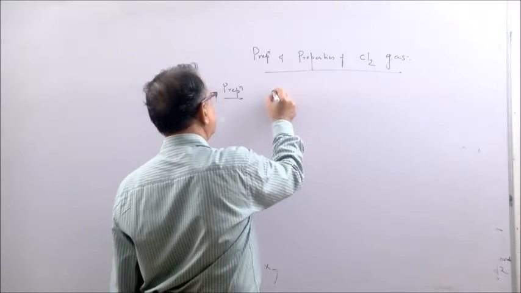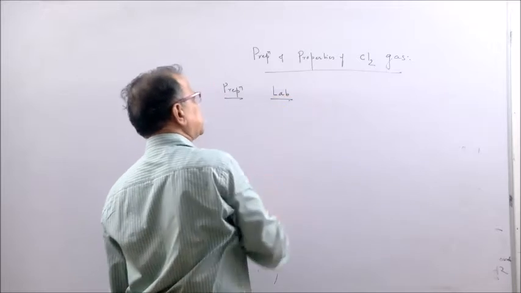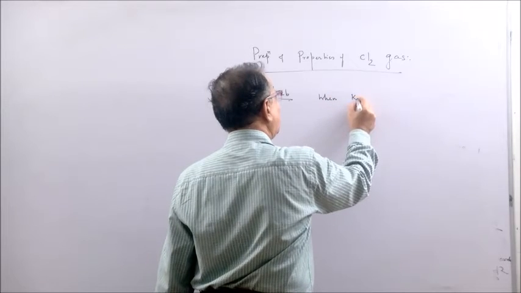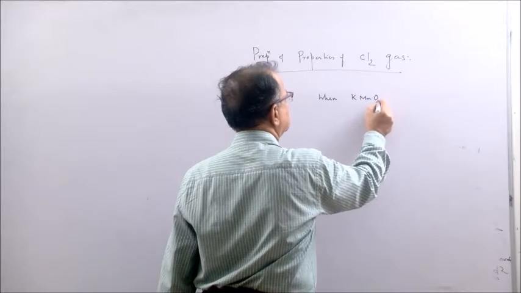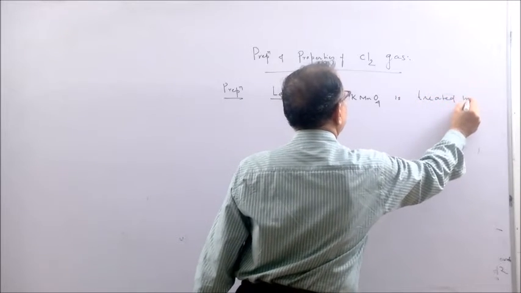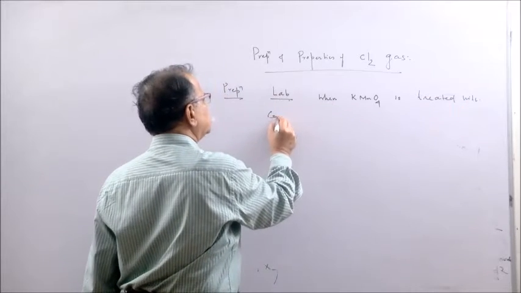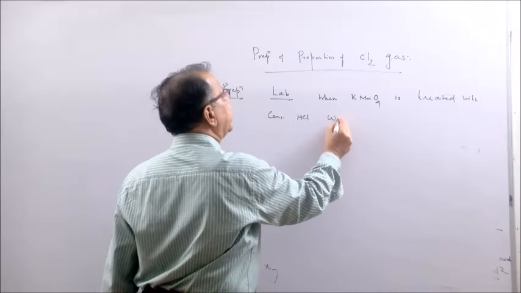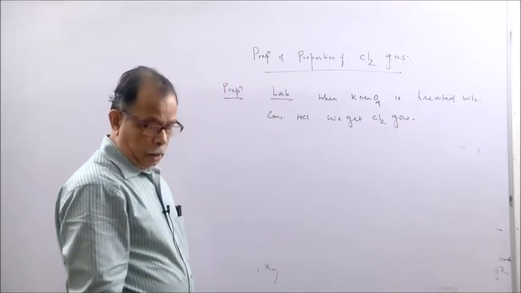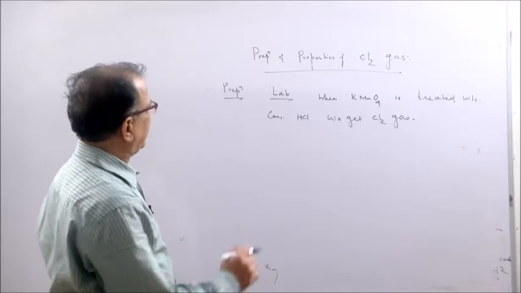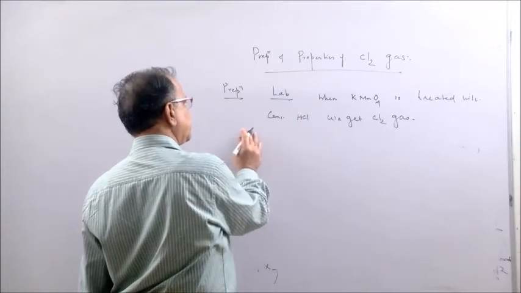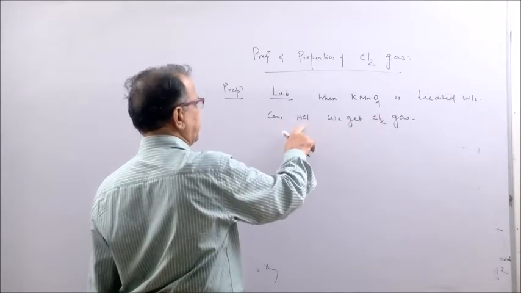In the laboratory preparation, when potassium permanganate is treated with concentrated HCl, we get chlorine gas. We will write the equation, first in molecular form and then ionically.